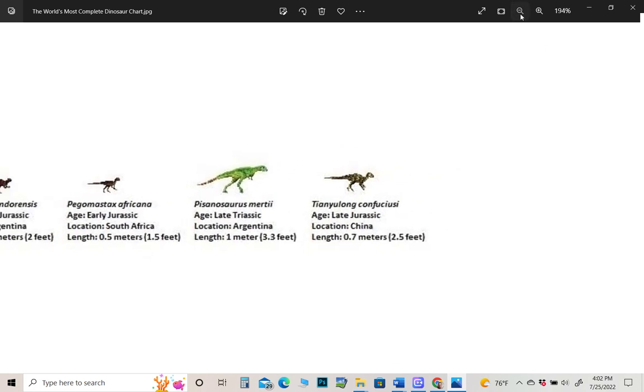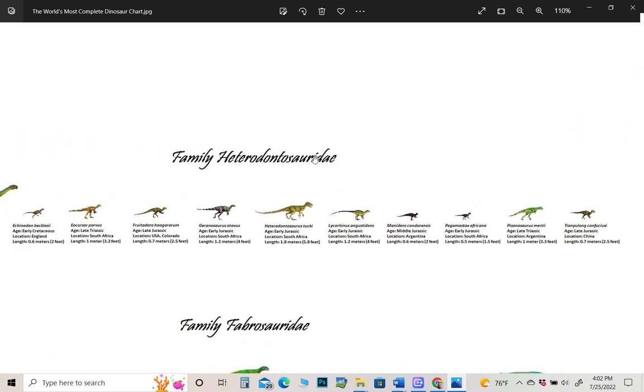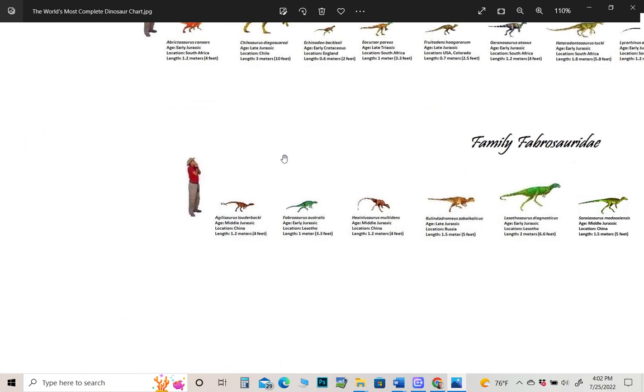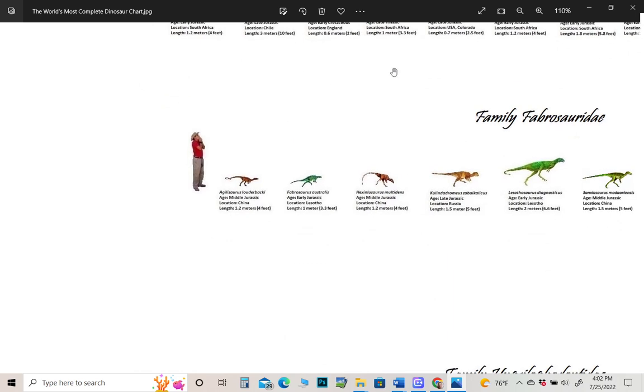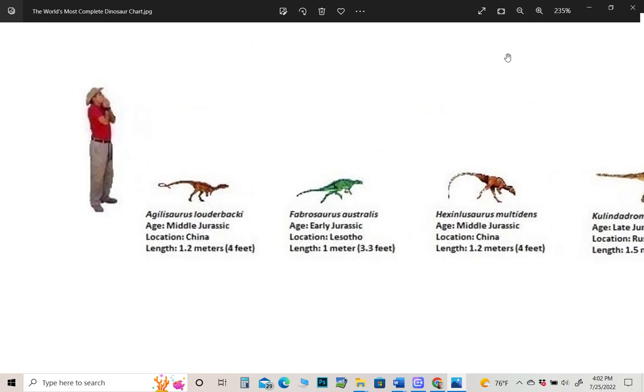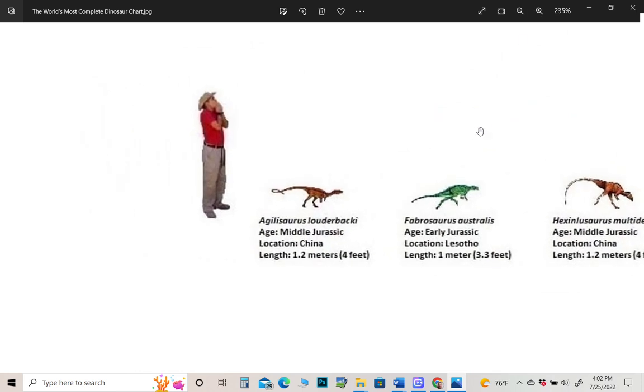Tian Yulong. Why ornithischians did not lead to the bird line, but saurischians did, despite the ornithischians having the bird hip, is beyond me, but just an interesting fact of convergent evolution, I guess. The Fabrosaurs, which are technically not really, I think there's a few that would actually belong in the proper Fabrosaur family, even though it's not really considered a valid family anymore, but they're just kind of seen as basal ornithopods.